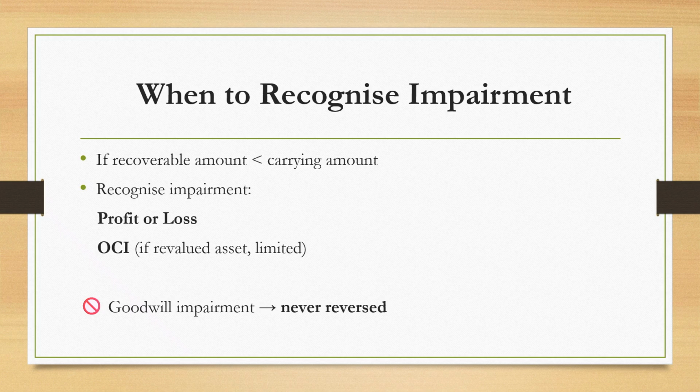Impairment is recognized when the recoverable amount is lower than the carrying amount. Normally, impairment losses go to profit or loss. However, if the asset was previously revalued, the loss may go to other comprehensive income, but only to the extent of any revaluation surplus. And remember this golden rule: goodwill impairment is never reversed.